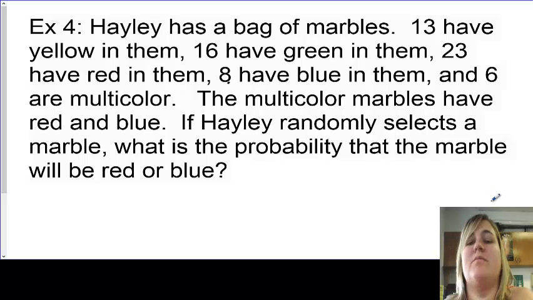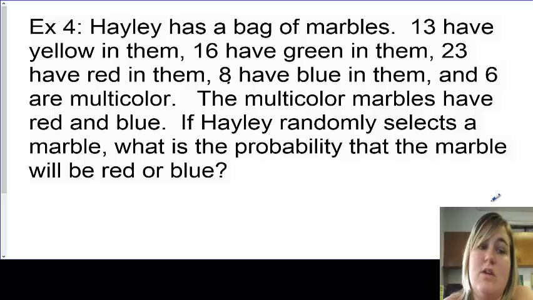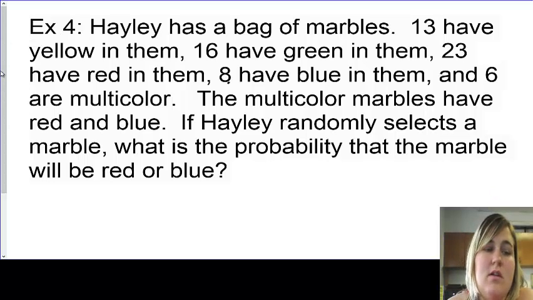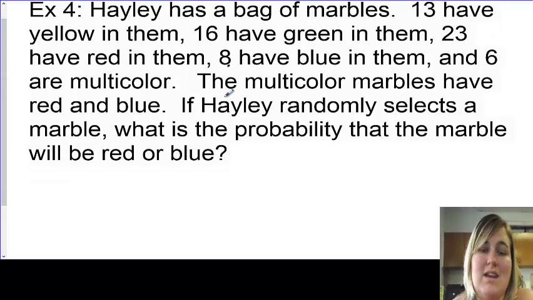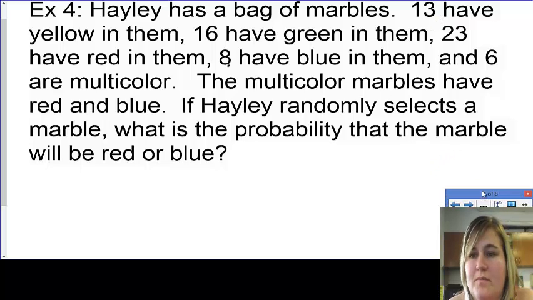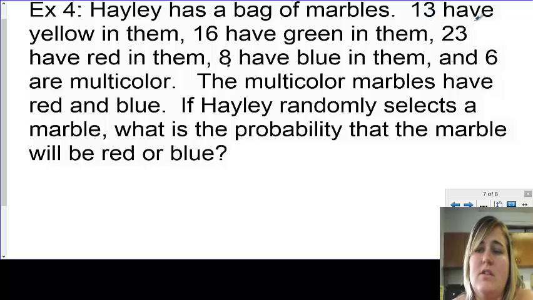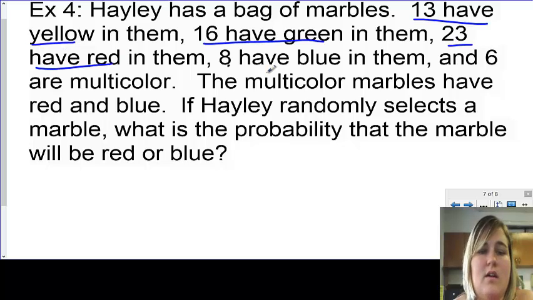Hayley has a bag of marbles. 13 have yellow in them, 16 have green in them, 23 have red in them, 8 have blue in them, and 6 are multicolored. The multicolored marbles have red and blue. If Hayley randomly selects a marble, what is the probability that the marble will be red or blue? So, the probability of getting a marble that has red in it, out of all the marbles, let's see. She has 13 that have yellow, 16 have green, 23 have red, 8 have blue, and 6 are multicolored, which are red and blue. Okay?